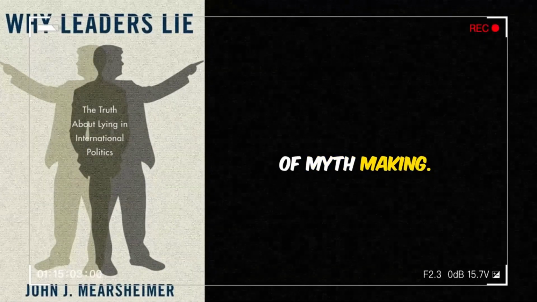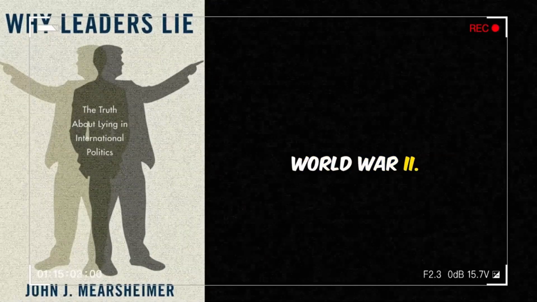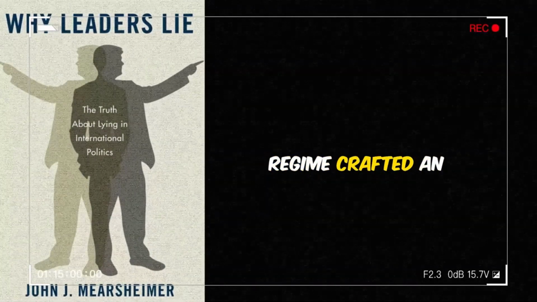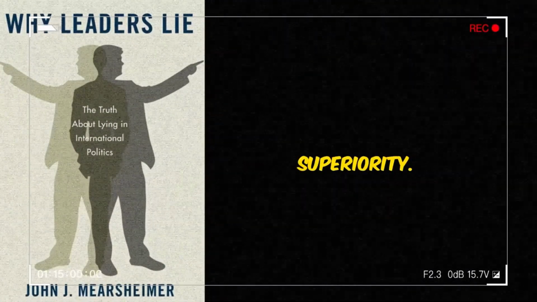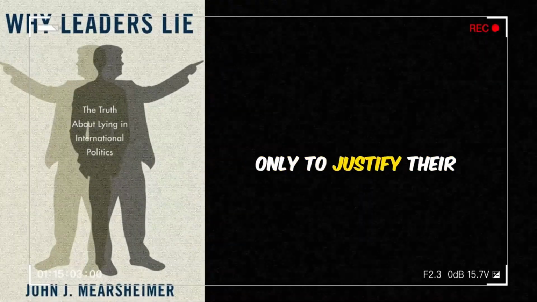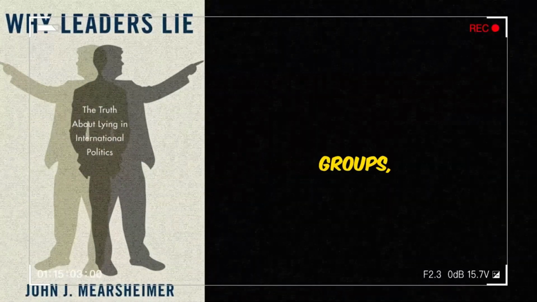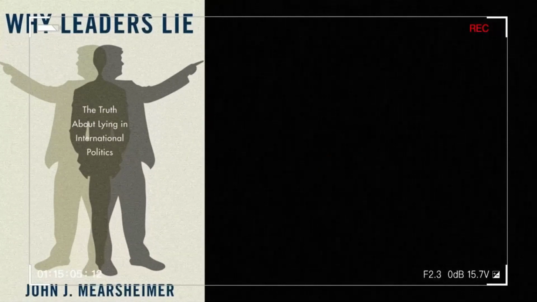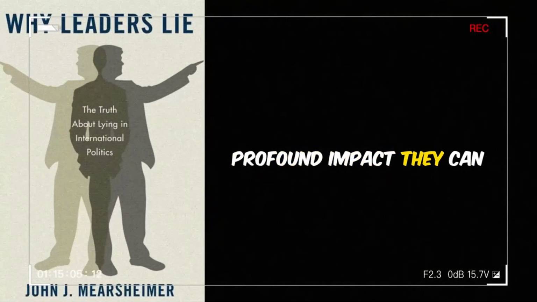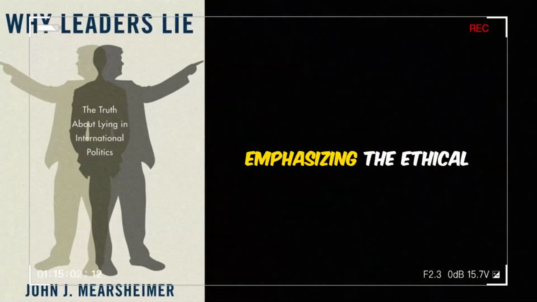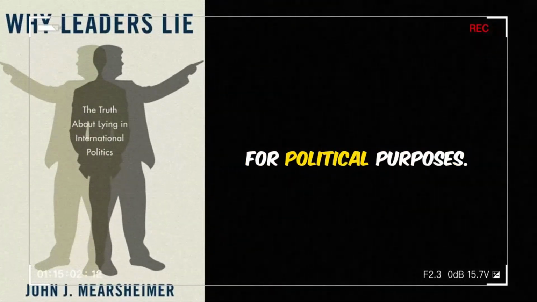As an illustrative example, consider the case of Nazi Germany during World War II. Adolf Hitler and his regime crafted an elaborate nationalist myth centered on the notion of Aryan racial superiority. This myth was used not only to justify their expansionist agenda, but also to dehumanize and target specific groups, ultimately leading to the Holocaust. The manipulation of nationalist myths in this context demonstrates the profound impact they can have on a global scale, emphasizing the ethical imperative of critically examining the narratives constructed by leaders for political purposes.